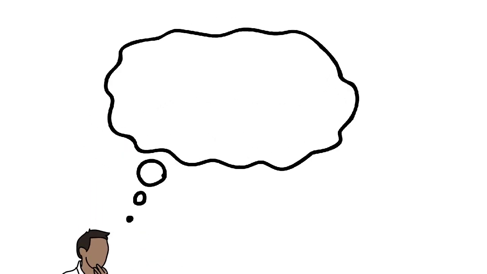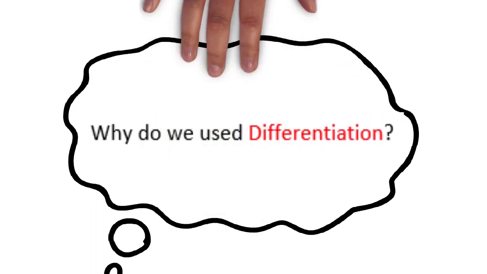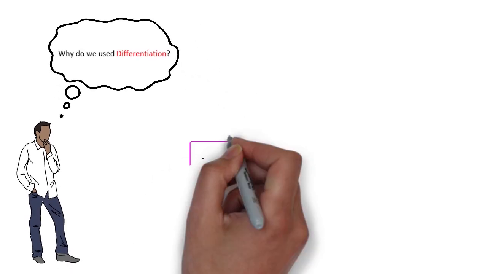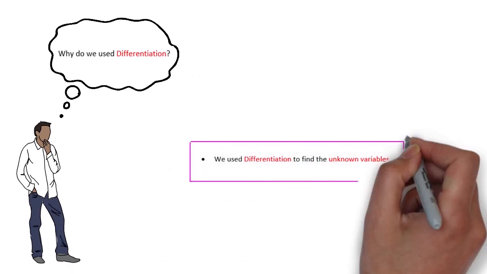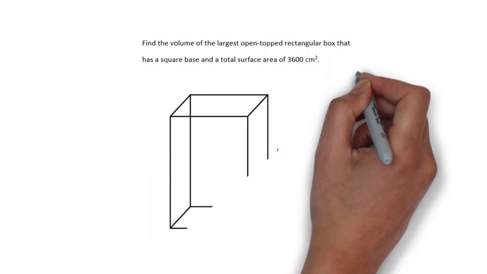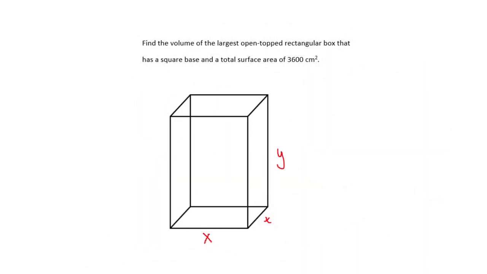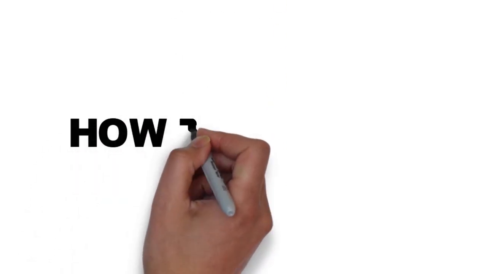So, why do we use differentiation? We use differentiation to find the unknown variables. So, we already know the definition and why we use differentiation in this topic. Let's try to do one simple question. Oh wait, before that, how to solve the question? There are 6 steps to solve.